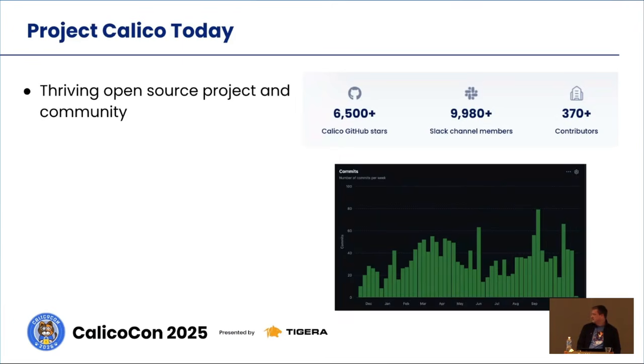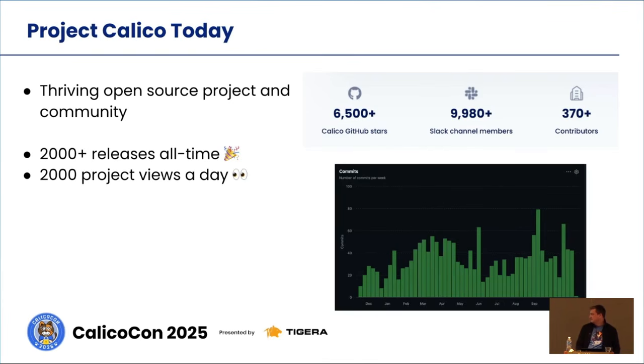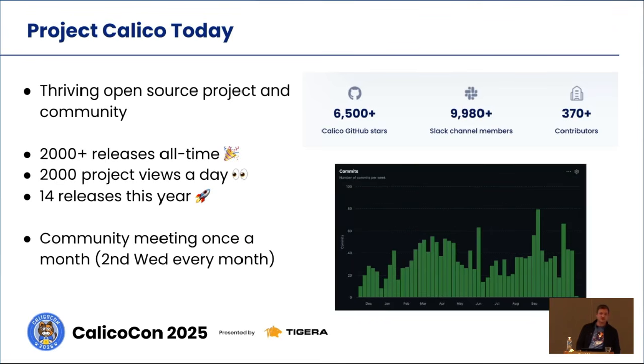So where are we with Project Calico today? It's a very, very active, thriving open source project. We have 6,800 stars now, almost 10,000 Slack channel members in our community, and almost 400 contributors to the project. Overall, we've made over 2,000 releases of Calico Open Source. We see about 2,000 views of the GitHub project a day, and we've made 14 releases so far this year, which includes some patch and fix version releases as well. We hold a community meeting once a month, the second Wednesday of every month, I believe. Please do attend if you're interested in learning more about Calico or even contributing to it.